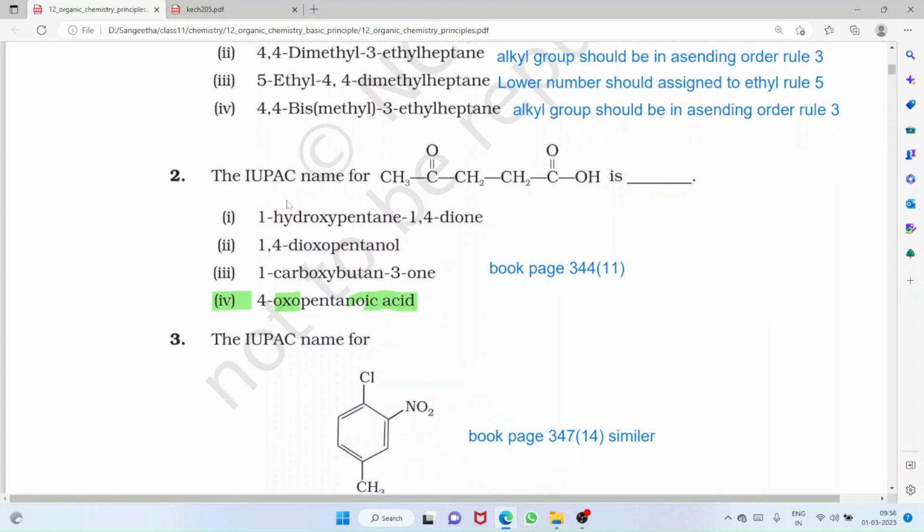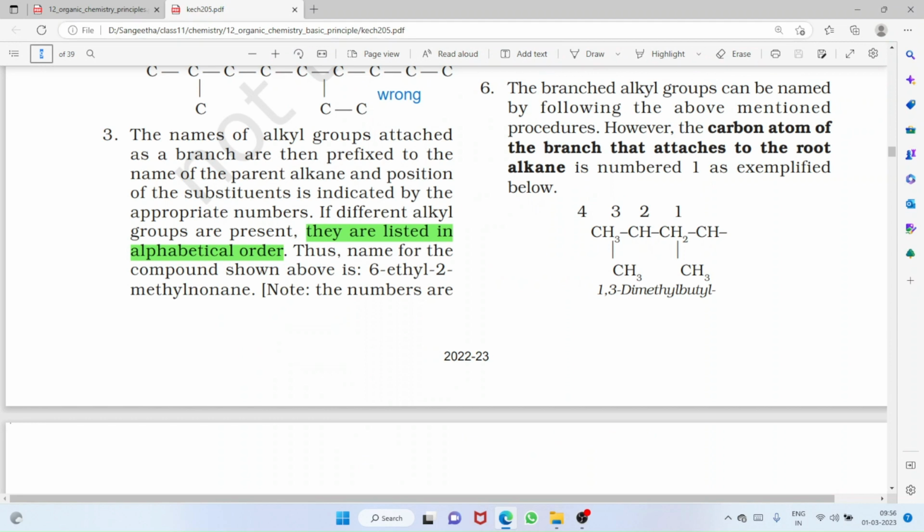Now the IUPAC name for this. Okay, that is question 11.